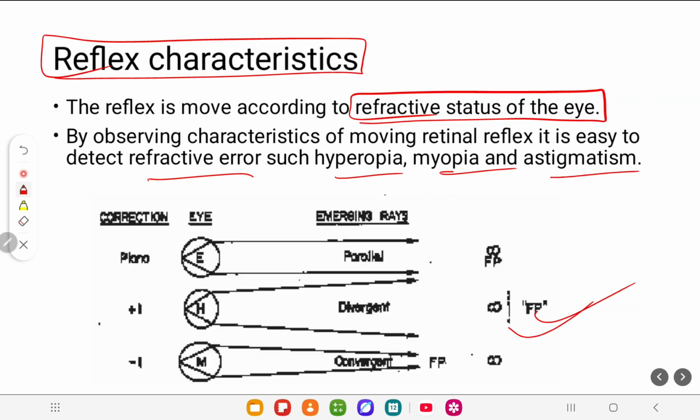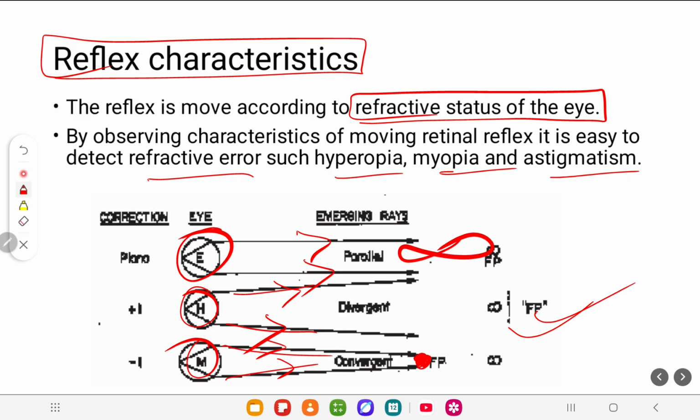It's always important: if the eye is emmetropic, the exiting light is parallel. If the eye is hyperopic, the exiting light is diverging. If the eye is myopic, the exiting light is converging. That's why the far point is finite in case of myopia, exactly at infinity at plano, and beyond infinity in hyperopia.